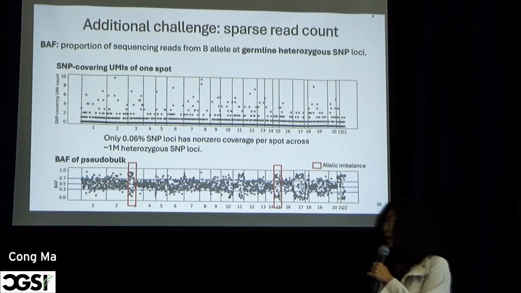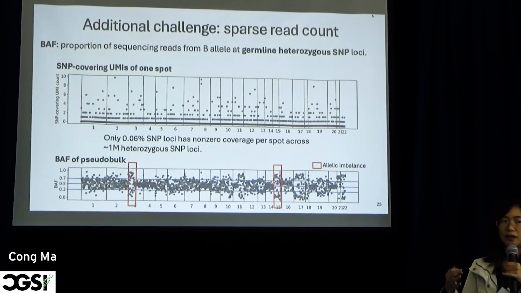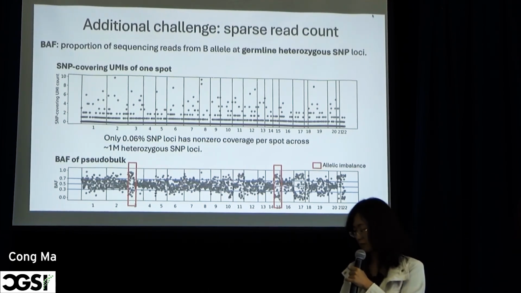But luckily, if we can group all the spots into pseudo-bulk, and compute the B allele frequency across a mixture of many spots, then we're still able to see some signals. Here, the deviation from 0.5 indicates potentially some allele-specific copy number gains and losses.